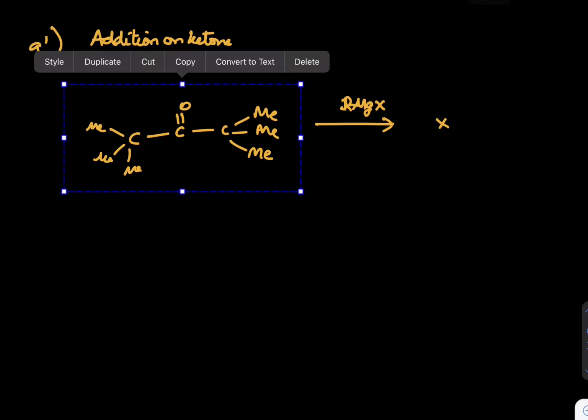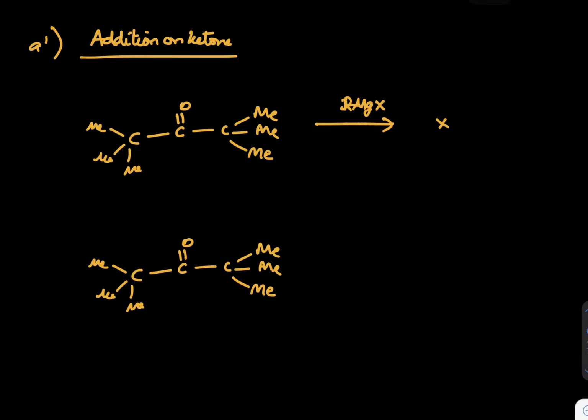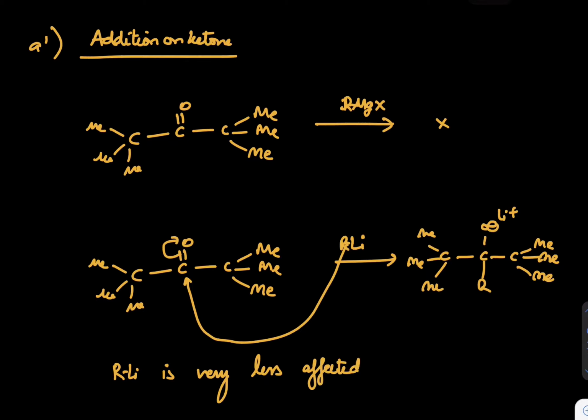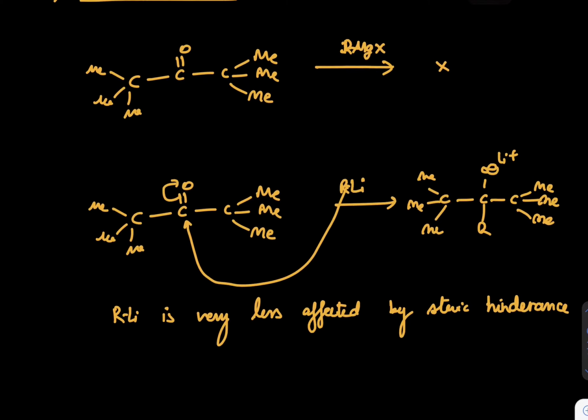At the same place, if we take the same compound and react it with RLi, what happens? This R can find the space, attack on this carbon and join on this, so it will become CMe3, CO minus R has joined, and CMe3, and at this place we have Li plus. If you observe the structure, RLi is very less affected by steric hindrance, or steric crowding, or we can say steric problems. That is the understanding. So it is not affected by steric issues, hence it is capable of attacking here.